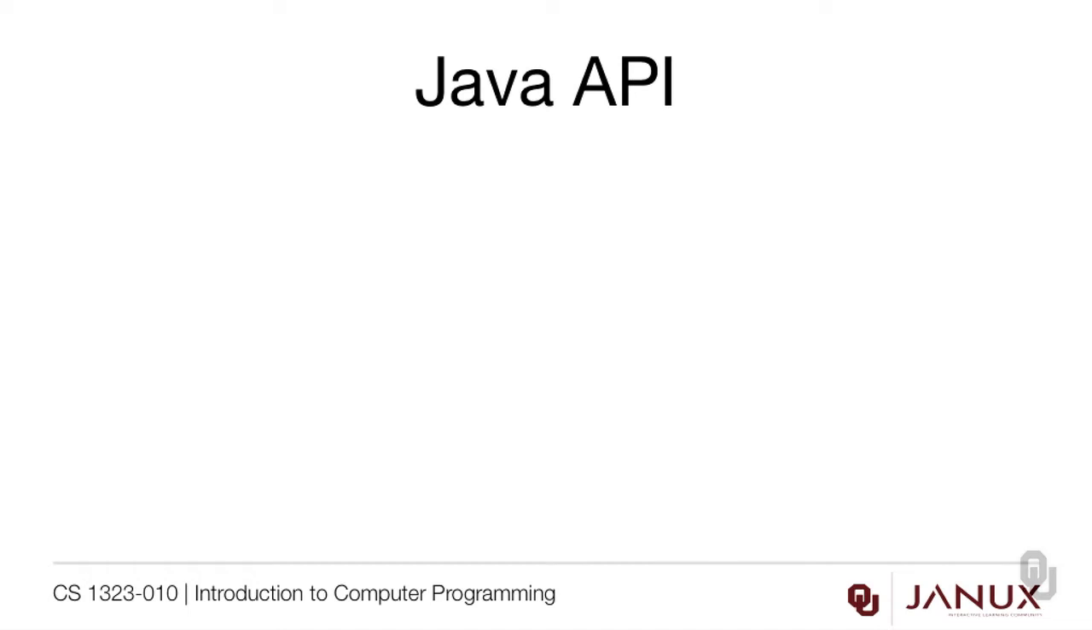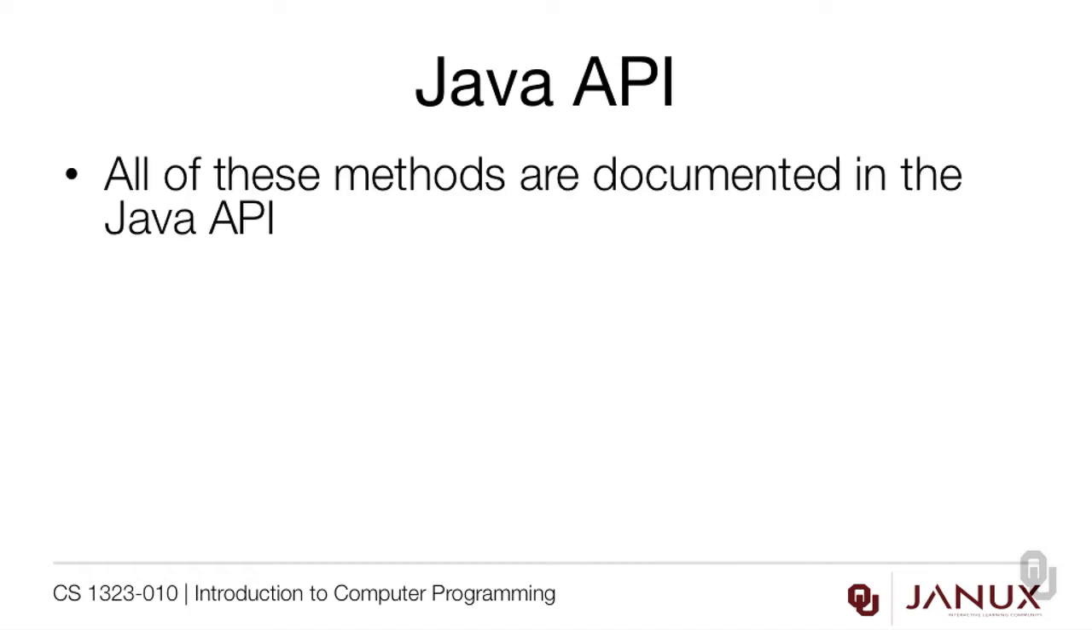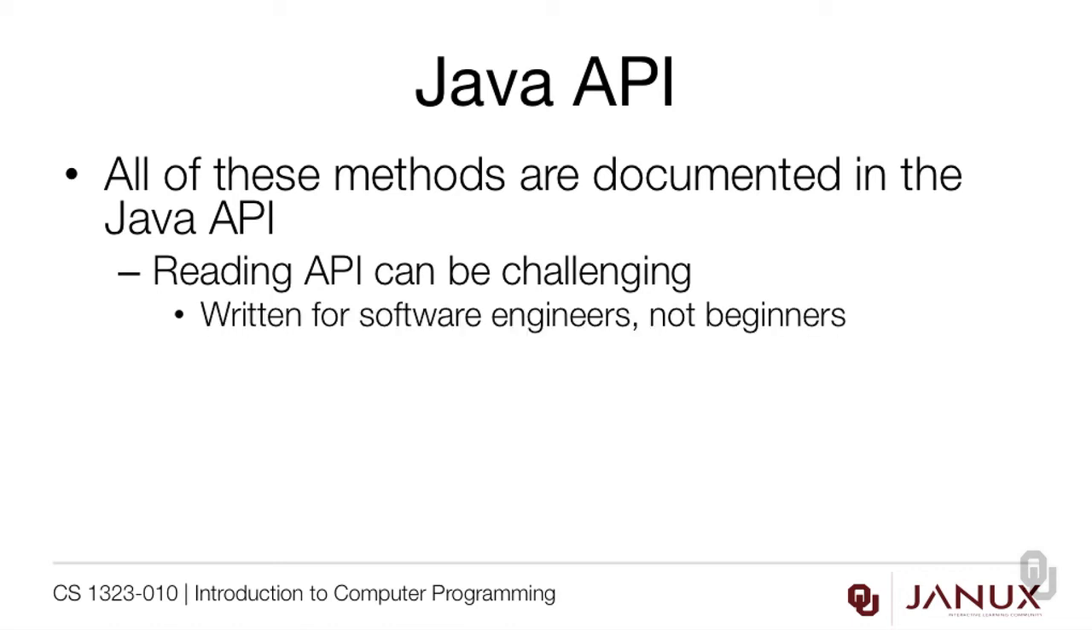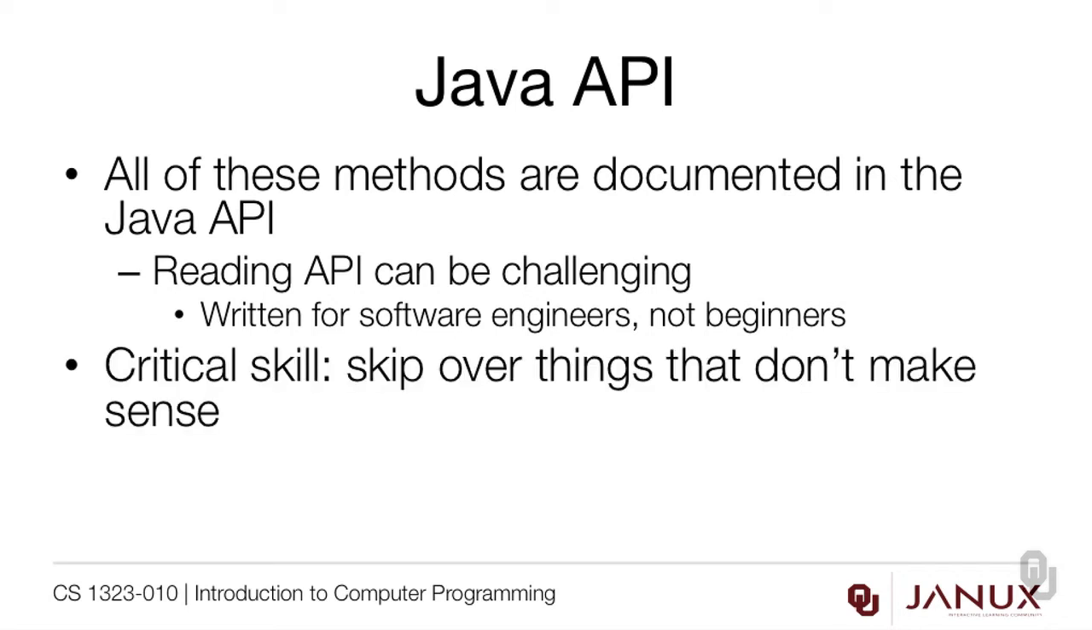Now, the Java API has figured prominently in this discussion. All of these methods are documented in the API. The thing is, reading the API can be very challenging at first. It's written for professional software engineers, and it's not really written for beginners, and that's unfortunate. So the critical skill that you need to develop to work with the API is you just skip over things that don't make sense. There are corners of the API that don't make perfect sense to me. I just skip them until I need to know them. When I really need to know them, that's when I work hard to learn them.